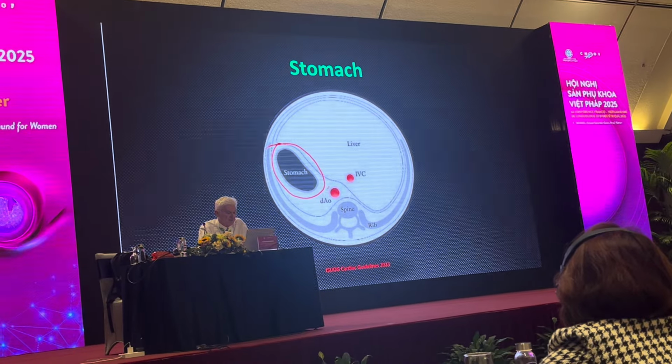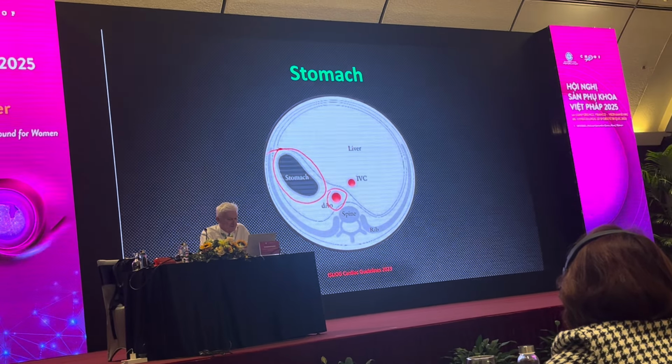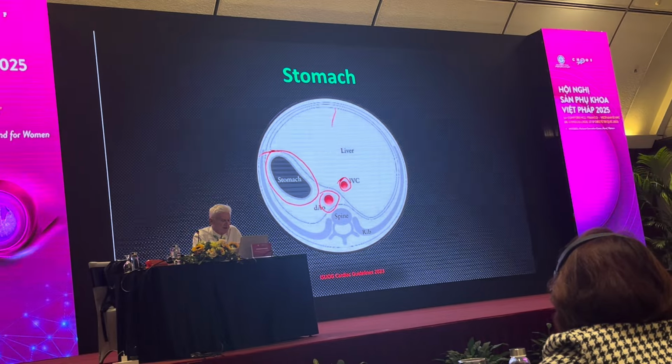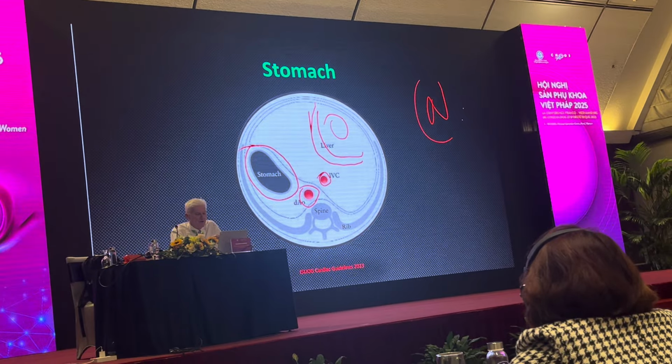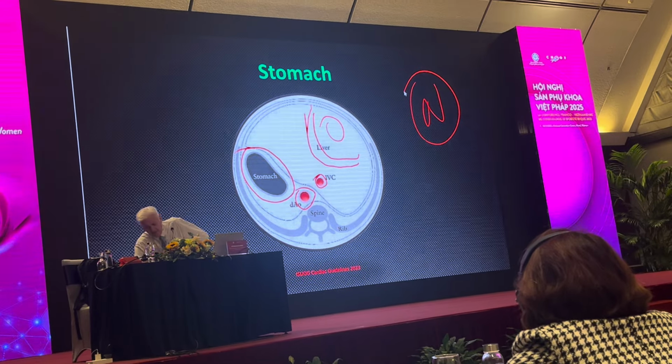Stomach on the left, aorta on the left, IVC anterior on the right, intrahepatic curve to the right, and gallbladder normal. Okay.